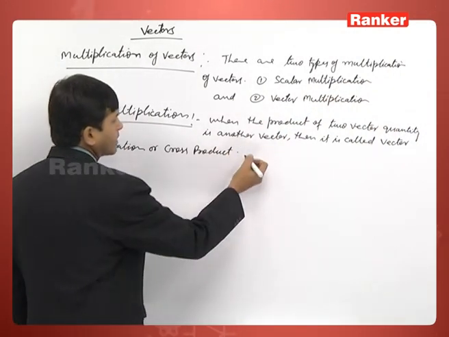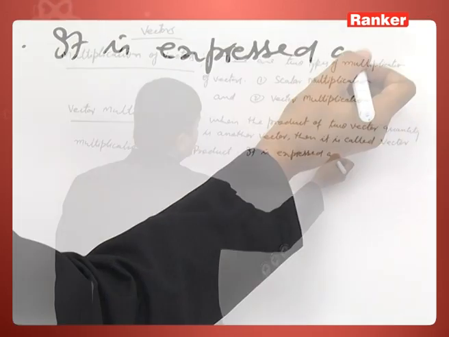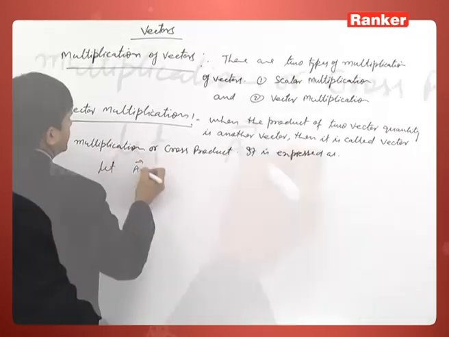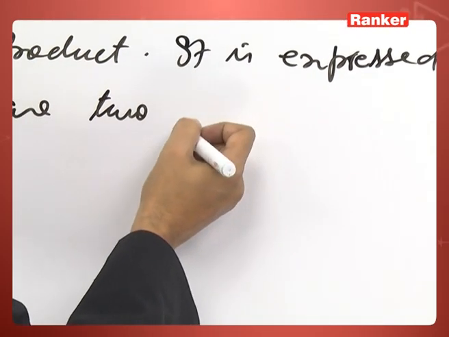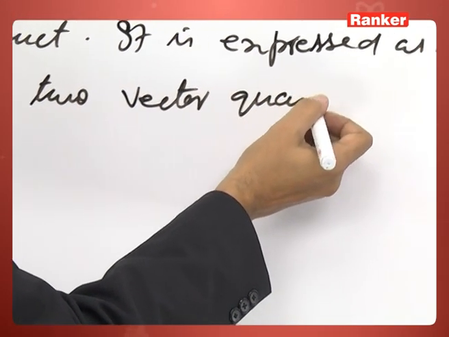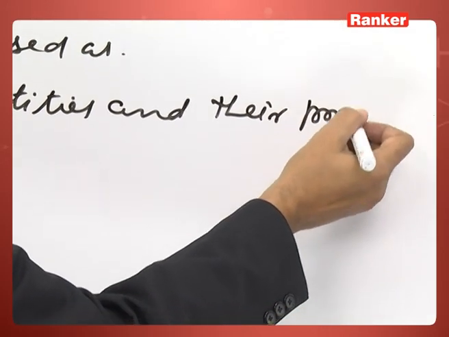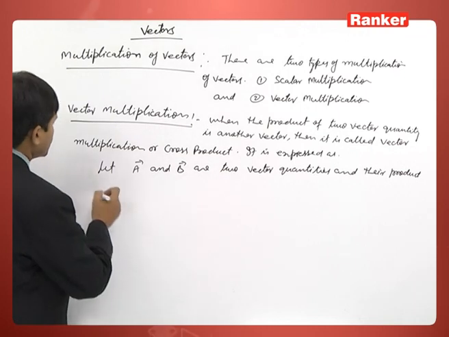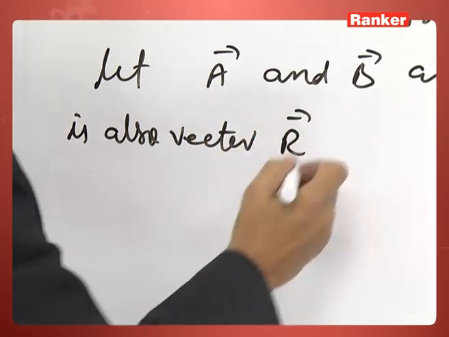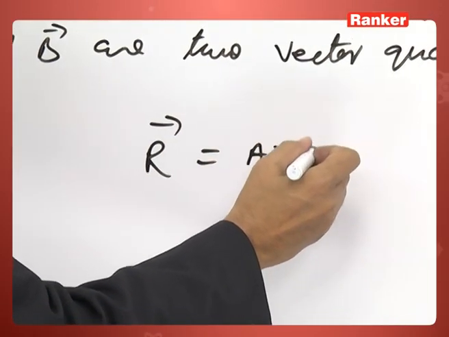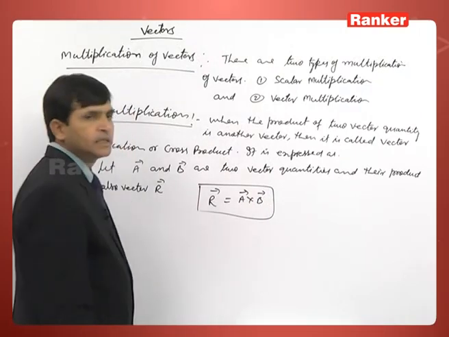It is expressed as, let A and B be two vector quantities, and their product is also a vector R. So, R is written as A cross B. Since we are using the cross symbol, that is called your cross product.